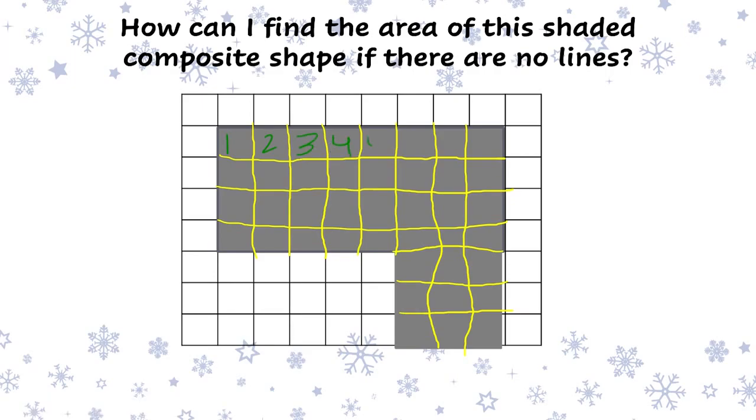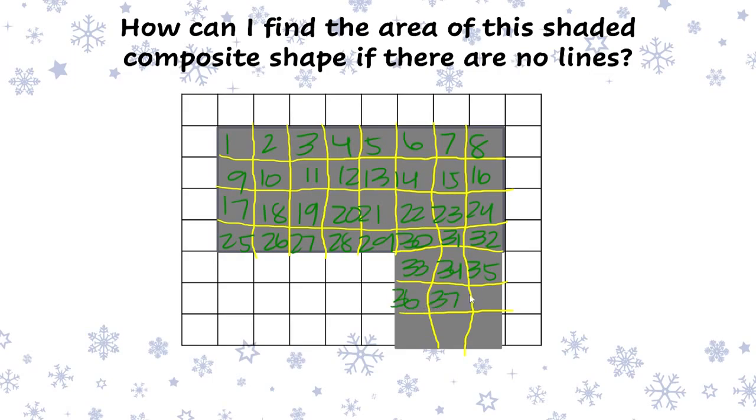1, 2, 3, 4, 5, 6, 7, 8, 9, 10, 11, 12, 13, 14, 15, 16, 17, 18, 19, 20, 21, 22, 23, 24, 25, 26, 27, 28, 29, 30, 31, 32, 33, 34, 35, 36, 37, 38, 39, 40, 41. So the area of this composite shape is 41 square units. And sometimes you may see square abbreviated as SQ. That's perfectly fine. So all I had to do was draw in the lines myself if they weren't there.